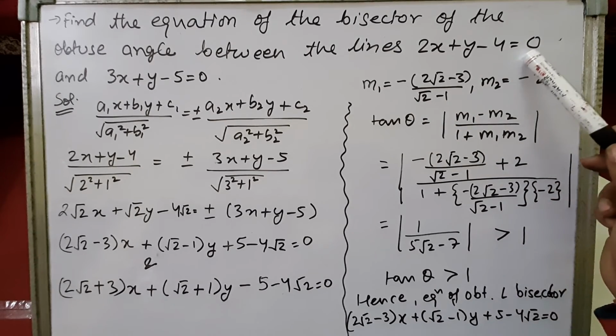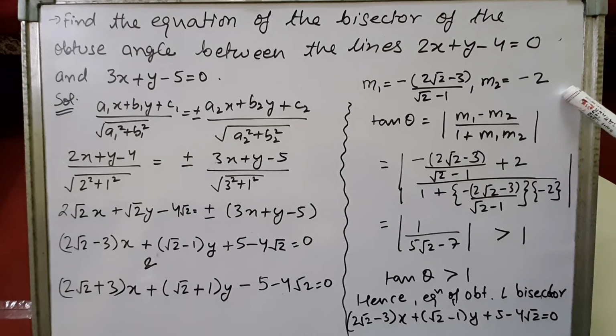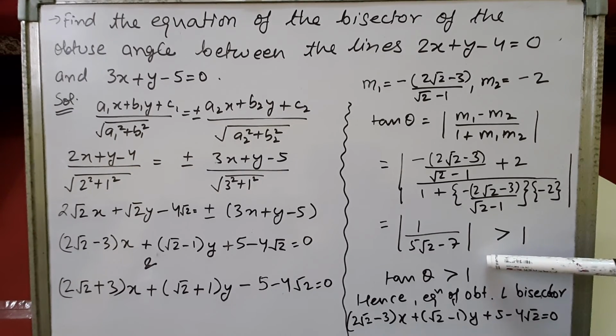If we calculate the slope of the line 2x plus y minus 4 equals 0, the value of m2 is minus 2. So tan theta is mod of (m1 minus m2) upon (1 plus m1 m2). Let's substitute the values of m1 and m2 and simplify. We get mod of 1 upon (5 root 2 minus 7), which is something like 14. So it is greater than 1, that means the value of tan theta is greater than 1.